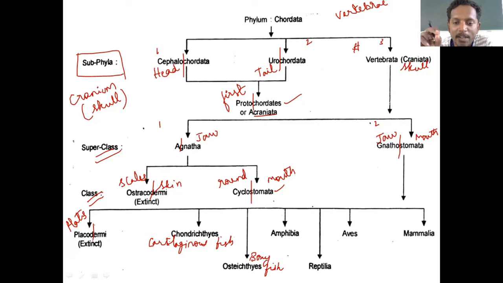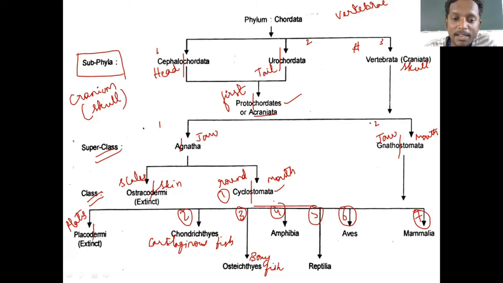The second one is, so I'll give you the numbers now. This we are going to study first. This we are going to study in detail. The 1st, 3rd, 4th, 5th, 6th, and 7th, we are going to study in detail. The first one, Cyclostomata, round mouth, we are going to study in detail.